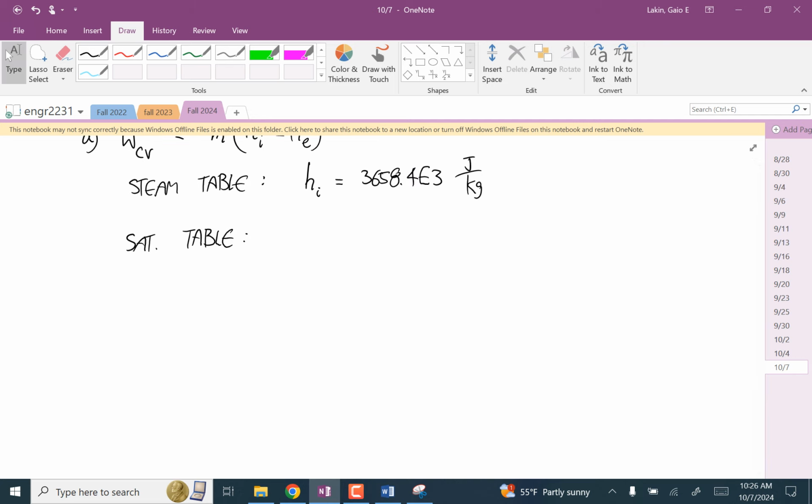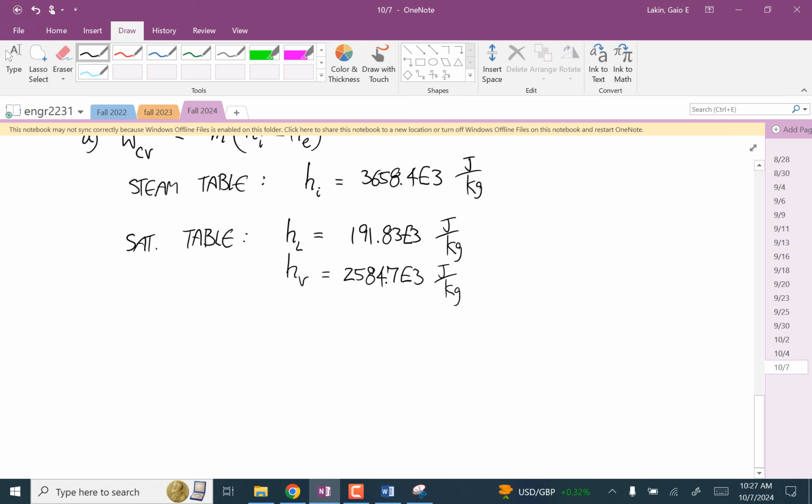Okay, so for a liquid, it gives 191.83 times 10 to the third joules per kilogram. And for a vapor, it gives 2584.7 times 10 to the 3 joules per kilogram. And these are from the water tables? Yeah. So anytime it says steam, that's water. Right. That's right.